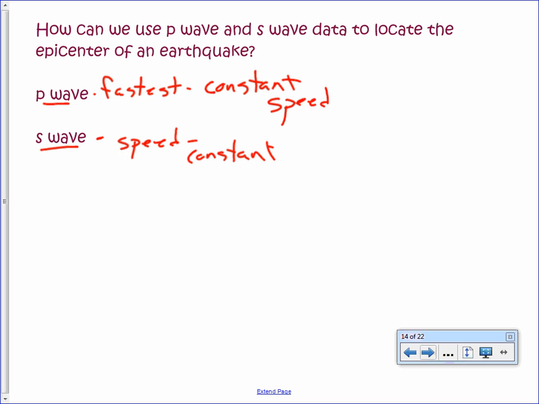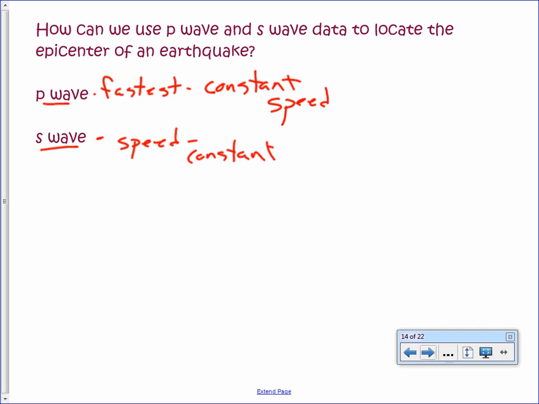If you are right near the earthquake, the P waves and the S waves are going to occur very close together. If you're farther away from the epicenter, they're going to occur farther apart. Now that might seem a little confusing, but this actually makes perfect sense.